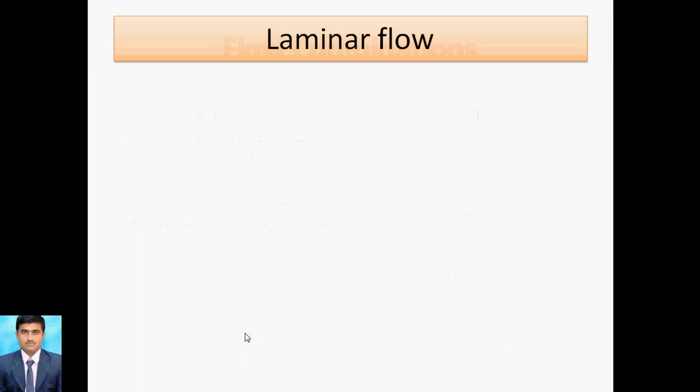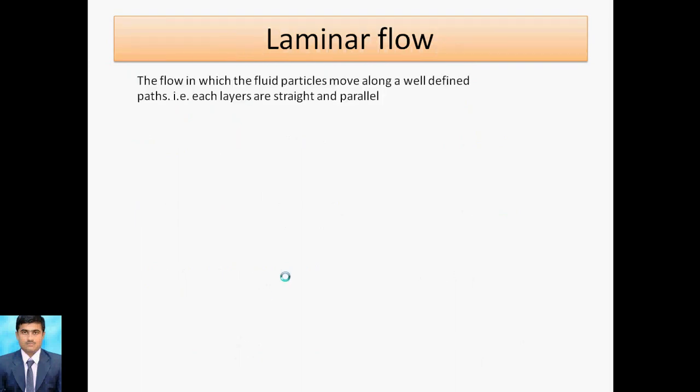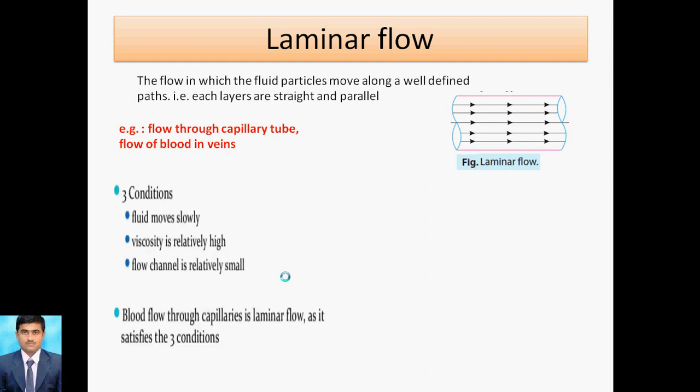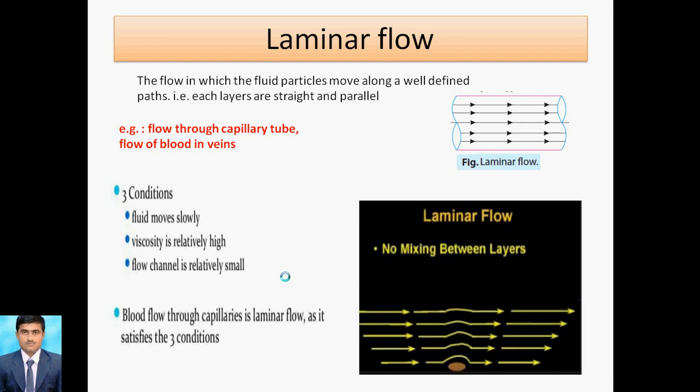So now next term, that is laminar flow. As we know, laminar flow is nothing but the fluid particles moving along a well-defined path. That means each layer is straight and parallel. That is called laminar flow. So this is the diagram for laminar flow. The fluid particles are in a straight line, which is called laminar flow, and they are parallel also. So the capillary tube, or flow of blood in veins, is an example of laminar flow. Here the three conditions are there for laminar flow: the flow moves slowly, viscosity is relatively high, and the flow channel is relatively small. Therefore the fluid flow through a capillary is laminar, and it satisfies the three conditions. There is no mixing between the layers, so it is parallel, and that is called laminar flow.